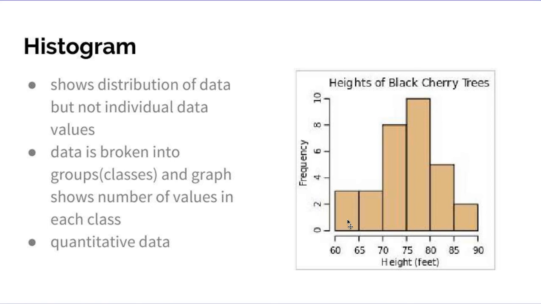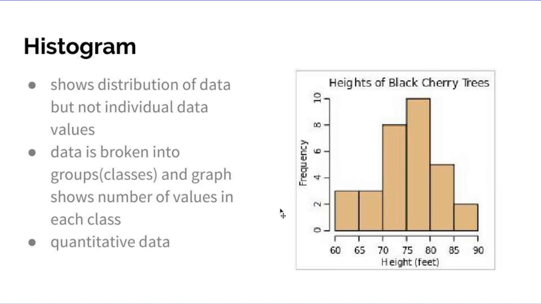For a histogram, data is broken up into groups, which are called classes, and the graph shows the number of values in each class. So here, each class is 5 feet wide, and so from 60 to 65 feet, there are 3. From 65 to 70 feet, there are 3. From 70 to 75, now there are 8 trees. So it shows how many of my data points are in between these two values.